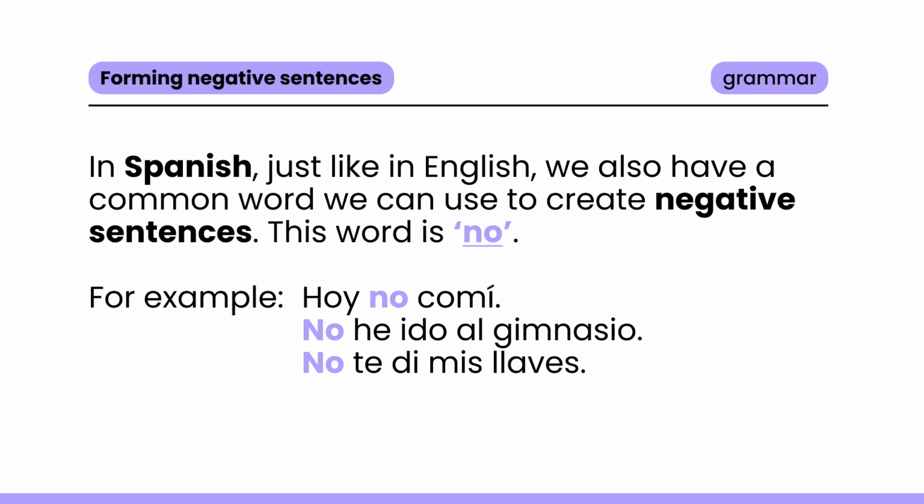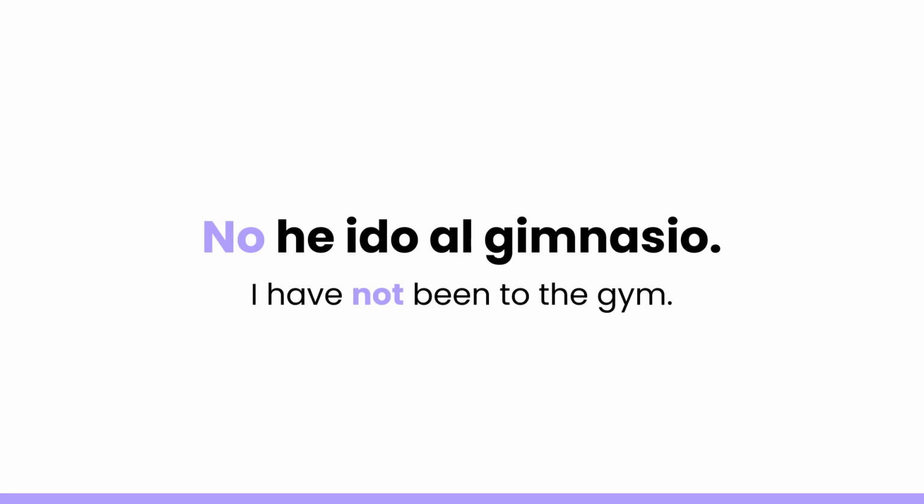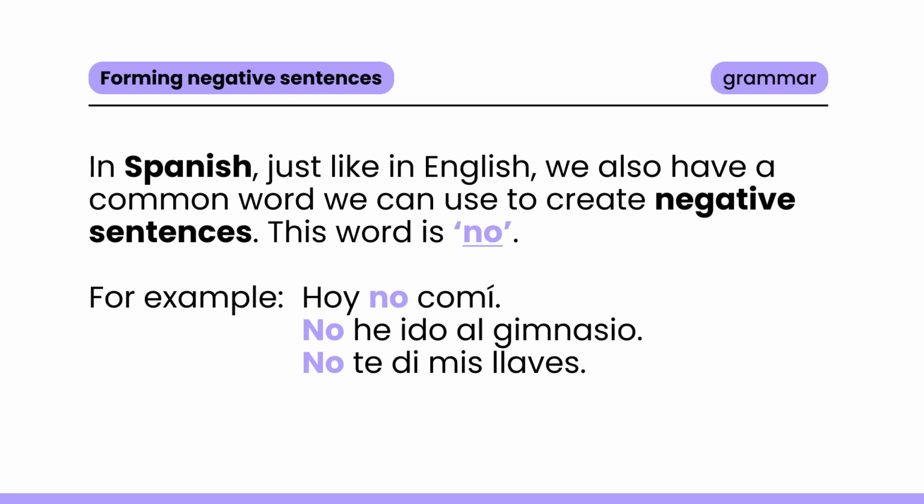Now in Spanish, just like in English, we also have a common word that we can use to form negative sentences. Just like in English we have the word not, in Spanish this word is no. So, for example, hoy no comí. No he ido al gimnasio. No te di mis llaves. So this word no is pretty much the Spanish equivalent of the English word not.